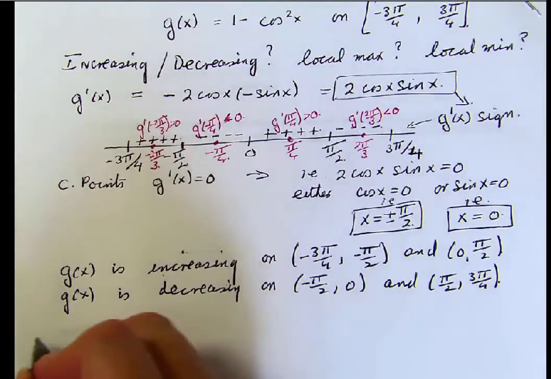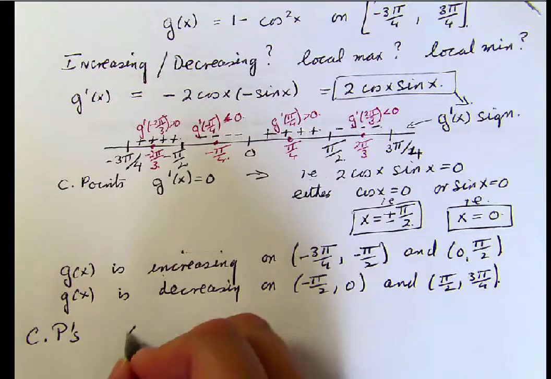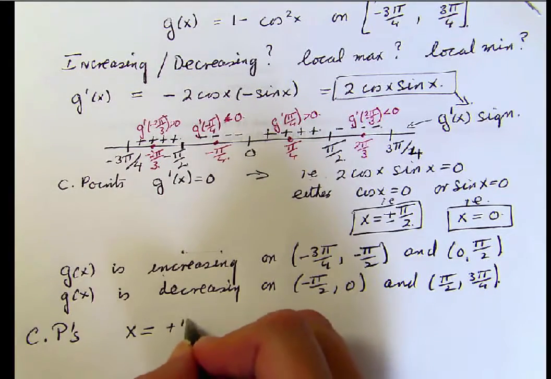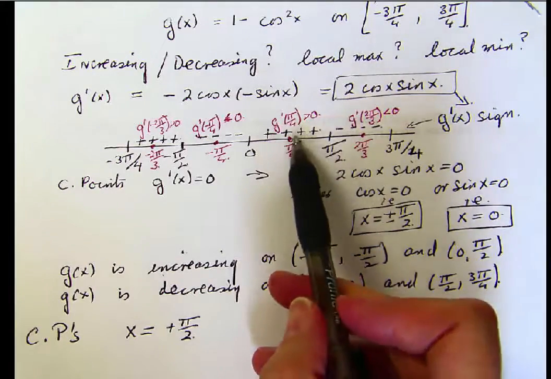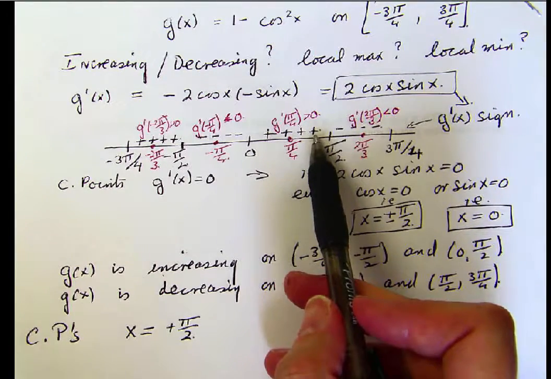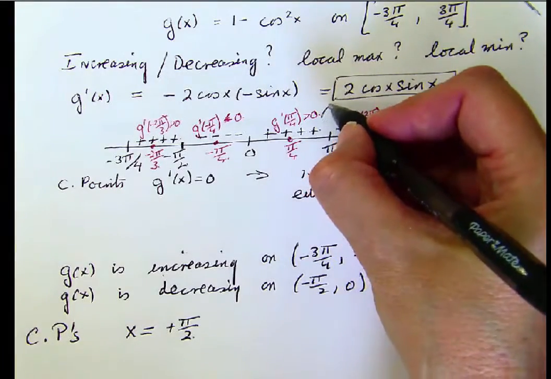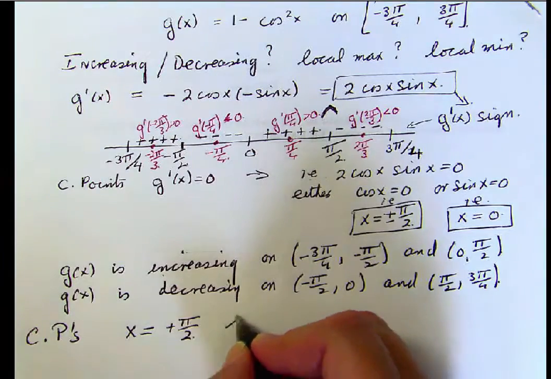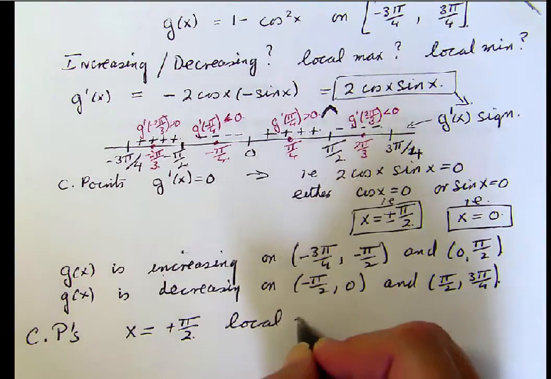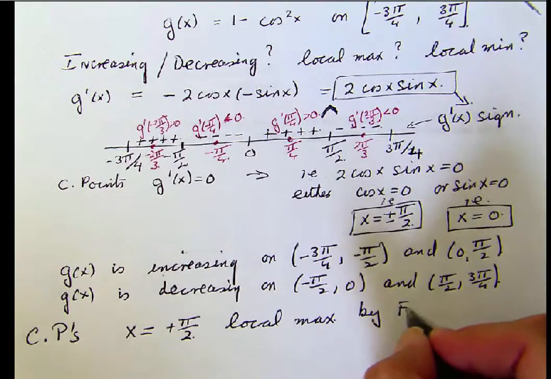And also we can classify the critical point at x equals plus pi over 2. We find that g prime, as we go from left to right, is changing from positive to negative. So the graph of g of x looks something like this, and we have a local maximum. That's by the first derivative test.